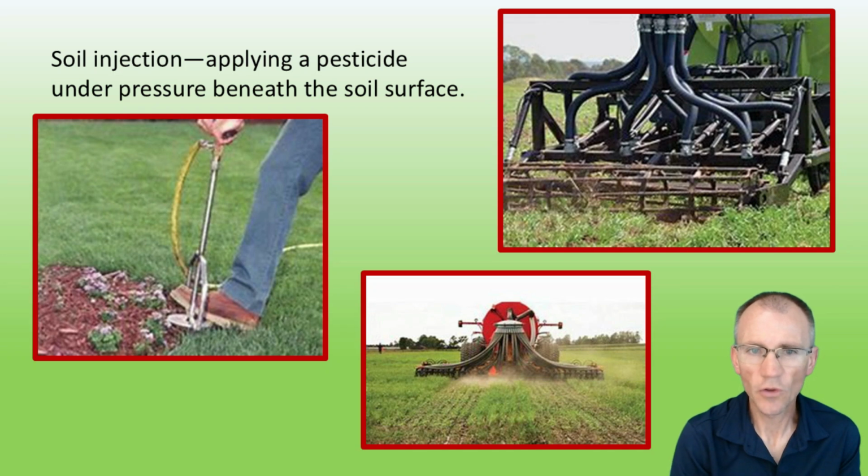Next, we're looking at a soil injection application. This would involve applying a pesticide under pressure beneath the soil surface. So as you can imagine, this would be in farming and agricultural applications, as you see on the two photos on the right. But also this could be done in ornamental beds and plant landscapes. It could be done for things like termites. So this is a pretty common application you would see in commercial pest control as well as farming and agricultural.